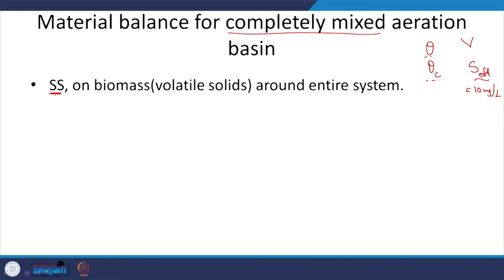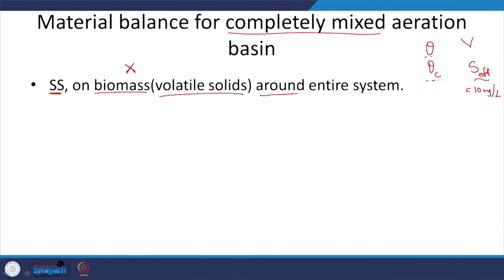What are we applying the mass balance on? We are applying it on the biomass or the microorganisms, which we are referring to as the volatile solids, because that is how we measure that. Okay, volatile suspended solids, we looked at a graph or a flow chart where we looked at suspended solids, dissolved solids and so on and so forth. Here we are looking at volatile suspended solids here, let us see. And what is the control volume? It is around the entire system.